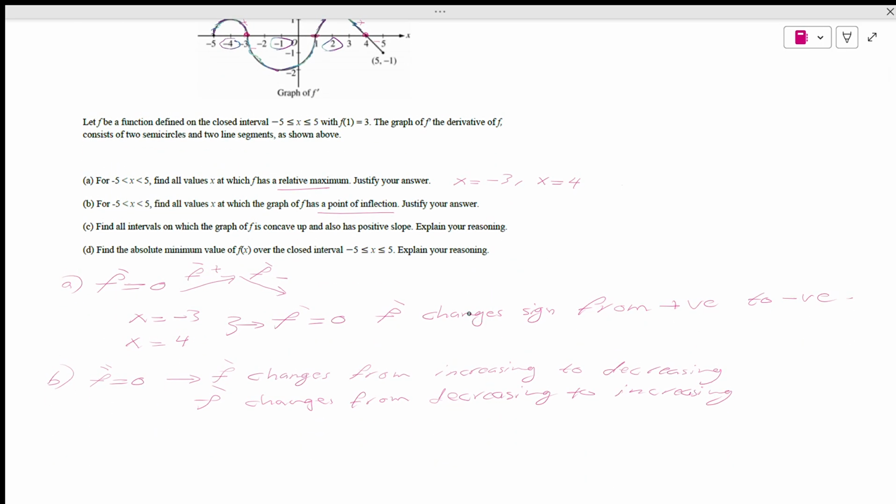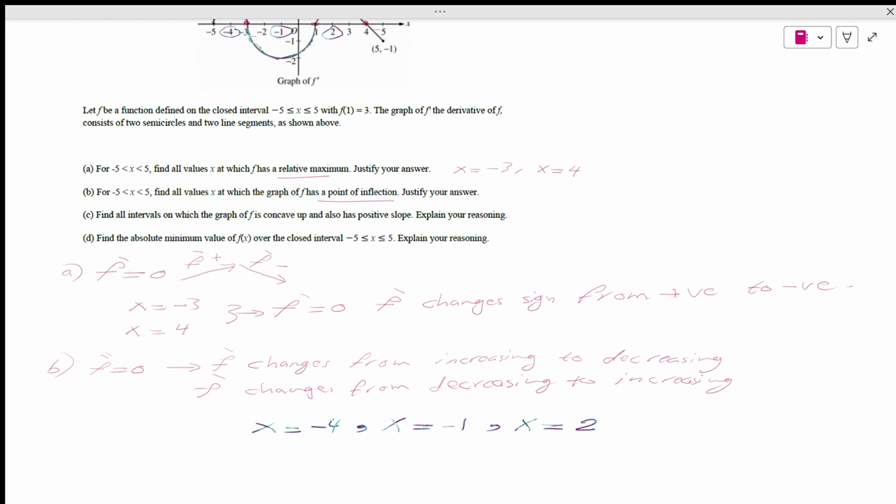So the inflection points will be x equals -4, x equals -1, and x equals 2. Again, at these points f prime changes from increasing to decreasing, or vice versa, from decreasing to increasing. Because when f prime changes from increasing to decreasing, that means f double prime will change sign from positive to negative, or negative to positive. That's part B.